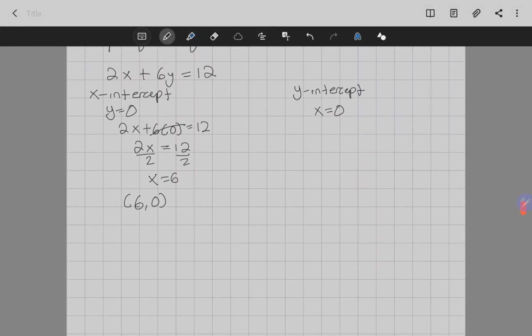When it comes to the y-intercept, we plug in the 0 on the x now. So what do we have? We got 2x plus 6y equals 12. So I'm plugging in this 0 on the x. So I got 2 times 0 plus 6y equals 12. I plugged in the 0 for the x. 2 times 0 cancels out just like it did on the other one. So I got 6y equals 12 divided by 6. Y equals 2. So what is my y-intercept? My y-intercept is, remember, x is always first. So 0, 2.